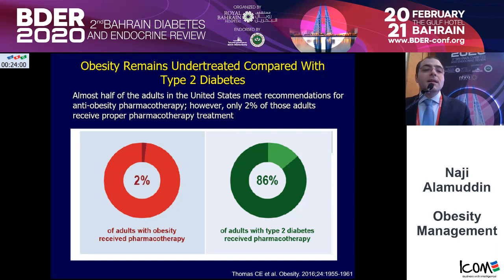So this is a slide that shows how almost half of the adults in the US meet recommendations for anti-obesity pharmacotherapy, but only 2% get pharmacotherapy treatment.